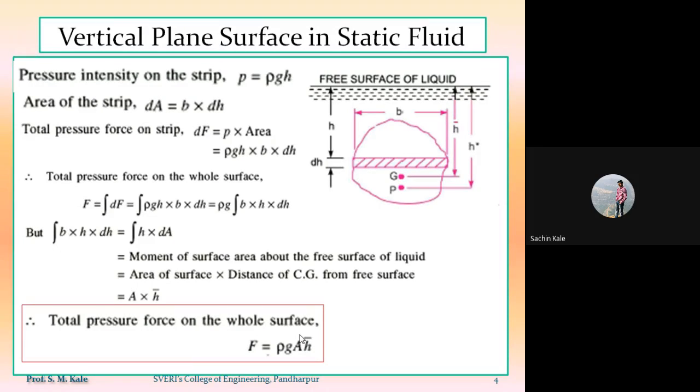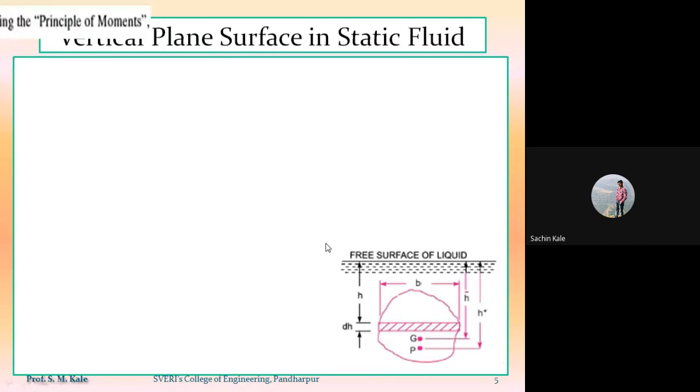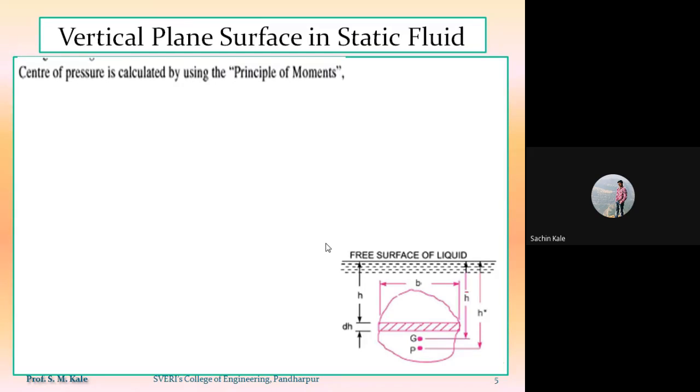Then, if I want to find out the center of pressure, that means the point through which this total force F acts on this entire body, we do not know the exact position of the center of pressure. So to find the position of the center of pressure, we have to use the law of moments, which is also called the principle of moments. According to the law of moments, the sum of moments of all the forces acting on a body is equal to the moment of their resultant about the same axis.